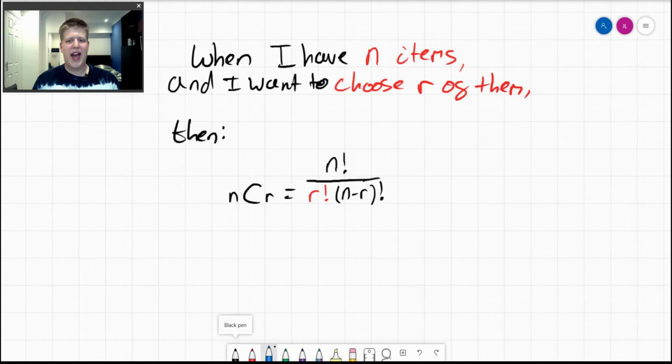When I have n items, so I have my 5 scoops of ice cream, and I want to choose r of them, so in that case I wanted 3, then what we say is that n, C for choose, r, so if I want 5 choose 3, will be equal to n factorial divided by r factorial, and that will be multiplied by n minus r factorial.